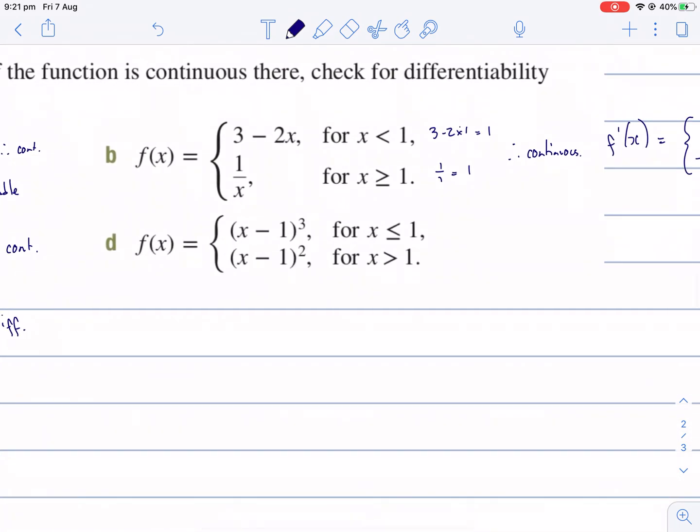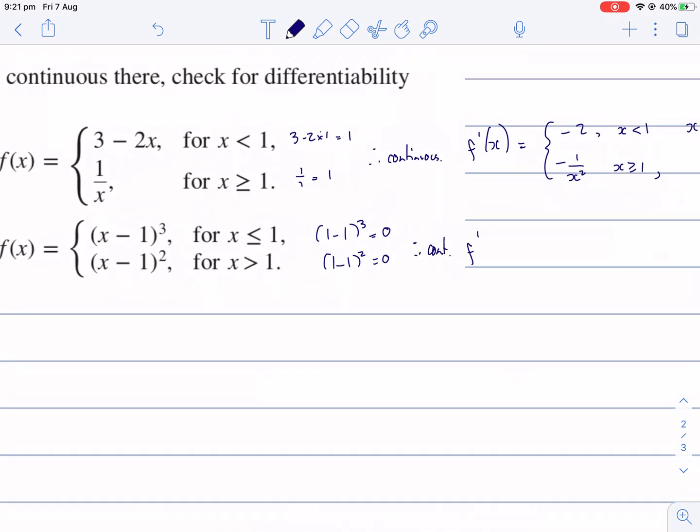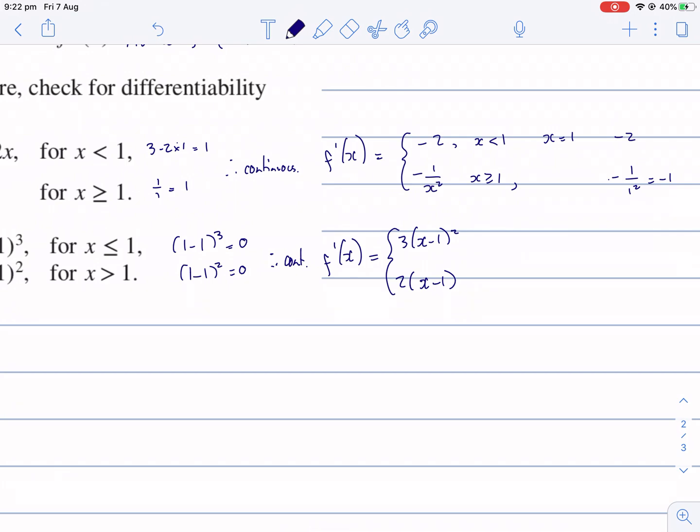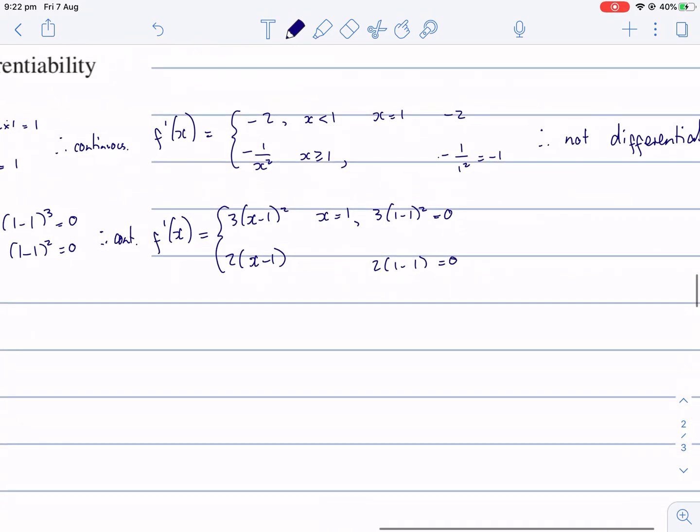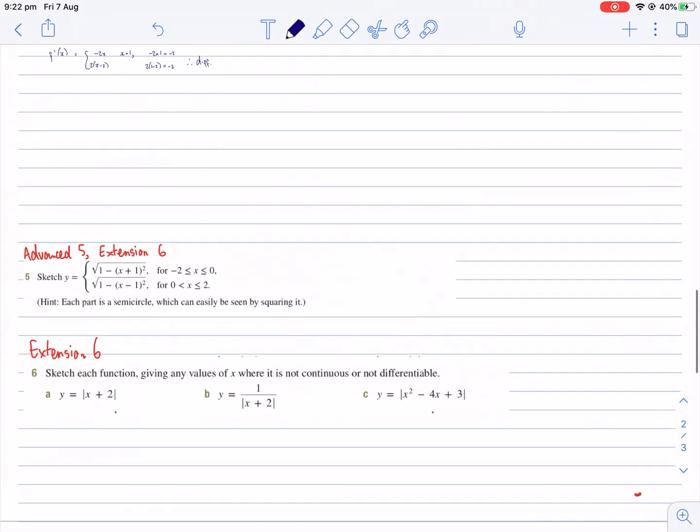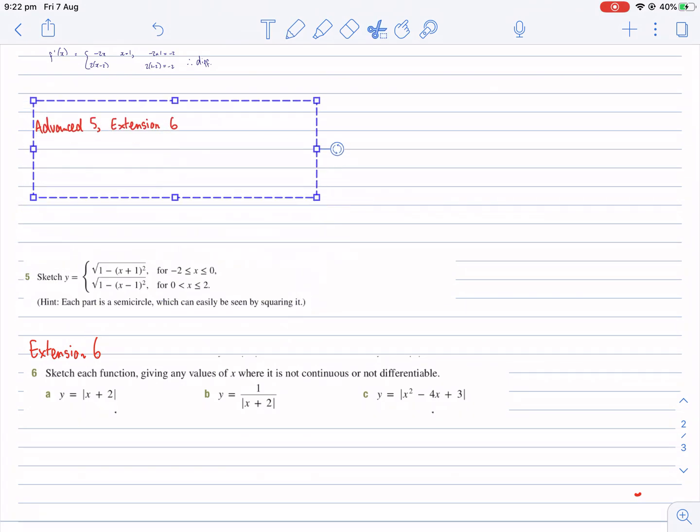This one, x equals 1, we've got 1 take 1 cubed is 0. 1 take 1 squared is 0, therefore it's continuous. Now let's do f dash x. We've got 3 lots of x take 1 squared. We've got 2 lots of x take 1 to the 1. When x equals 1, we've got 3 times 1 take 1 squared, which is 0. We've got 2 times 1 take 1, which is 0. So they're the same, therefore it's differentiable. They're not too bad. Okay, let's do this one.